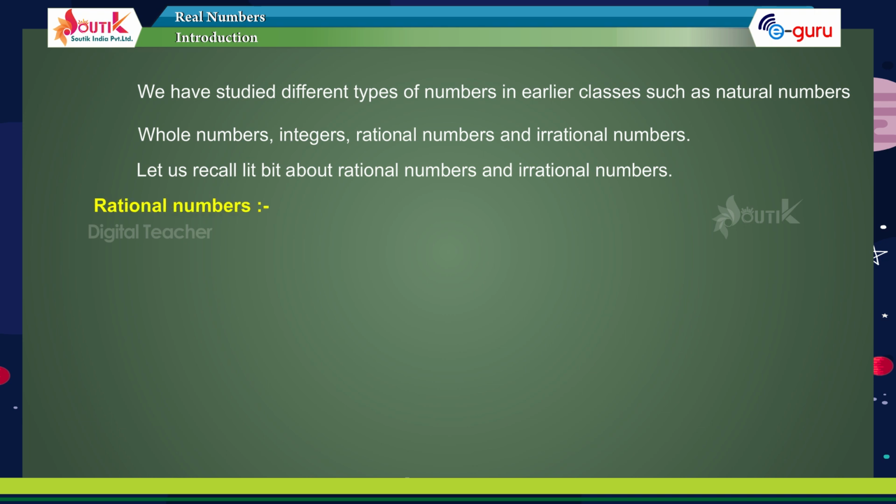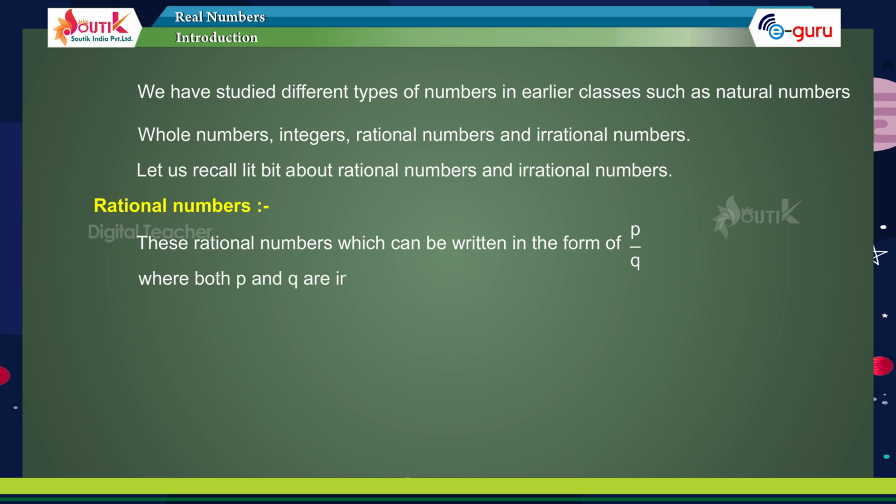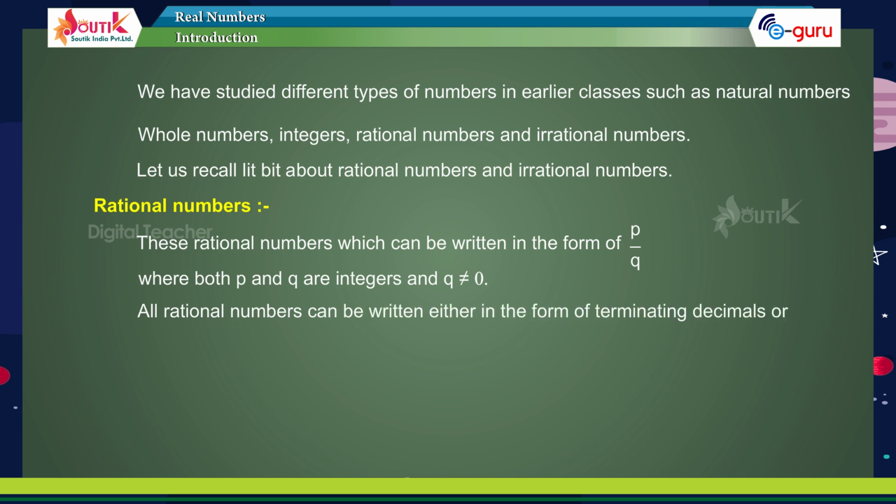Rational numbers. These are numbers which can be written in the form of p by q, where both p and q are integers and q is not equal to 0. All rational numbers can be written either in the form of terminating decimals or non-terminating repeating decimals.